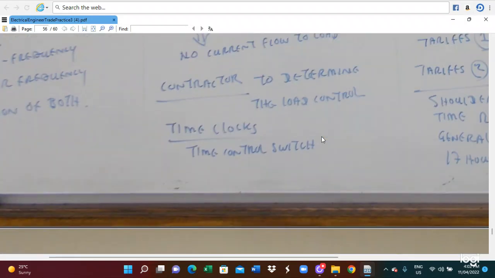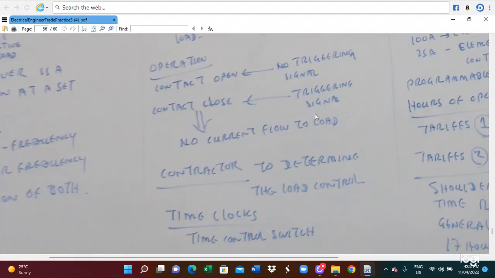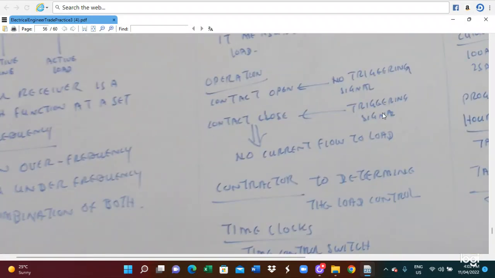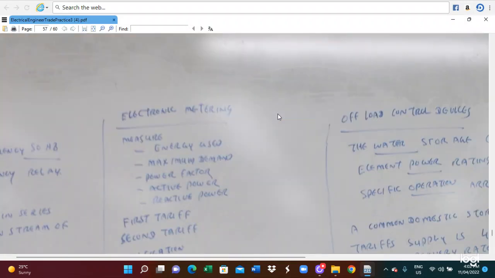So at this place we are talking about the water heater system. Also we're talking about the tank system.